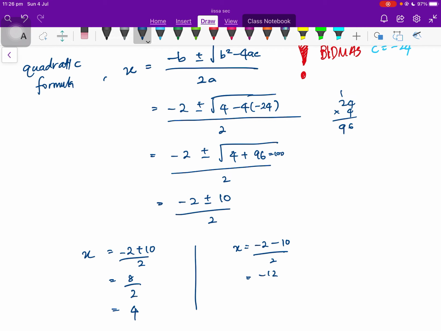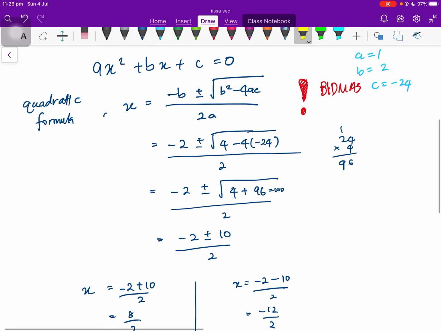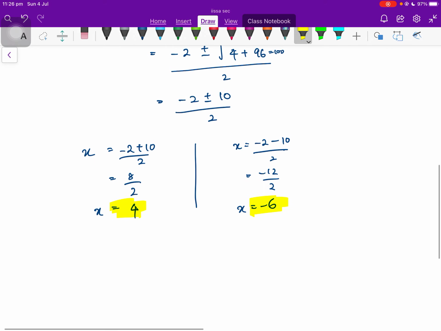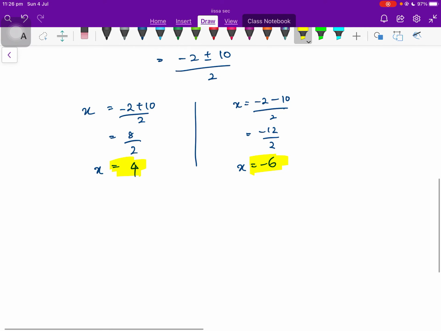This is negative 12 over 2, so this is negative 6. Okay, so we got an answer. So basically we have this answer, which is actually the same as what we have here. So we can use another method to get the same answer. Yeah, you can use the quadratic formula.